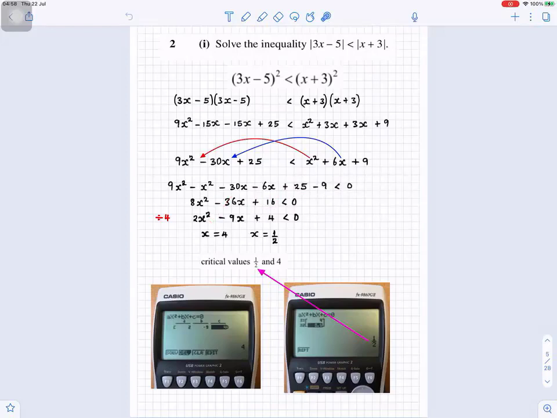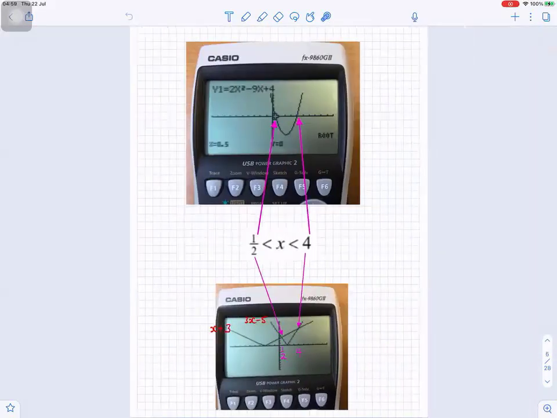And then you can work out the values for x using a calculator. So if you put a is 2, b is minus 9, c is 4 in your calculator, you'll get two answers for the critical values: x is a half and x is equal to 4. So the range of values is a half less than x less than 4.